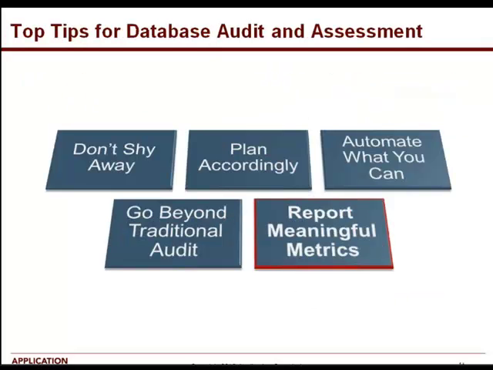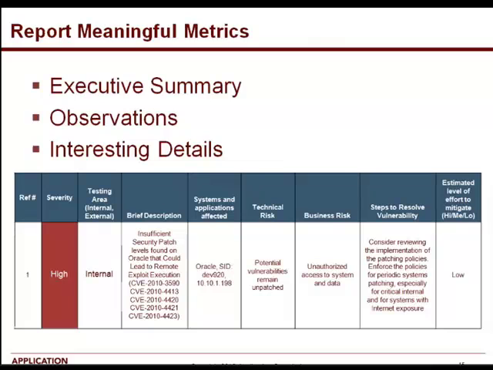We talked about don't shy away, plan accordingly, automate what you can, and go beyond traditional audit. And finally, when you get to the report, you want to report meaningful metrics. And what does that mean? So you want to have an executive summary, and you want to give your observations. But you want to include interesting details because who's ultimately going to get the report? The audit committee, your actual business owner. So what does all the information mean?